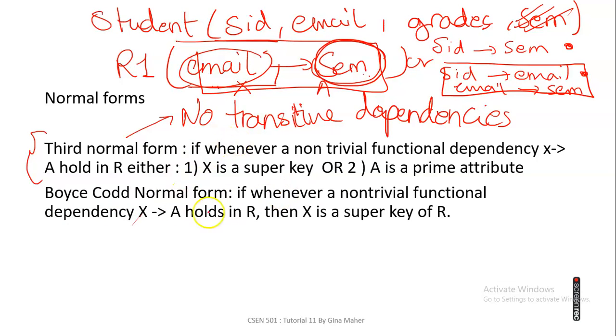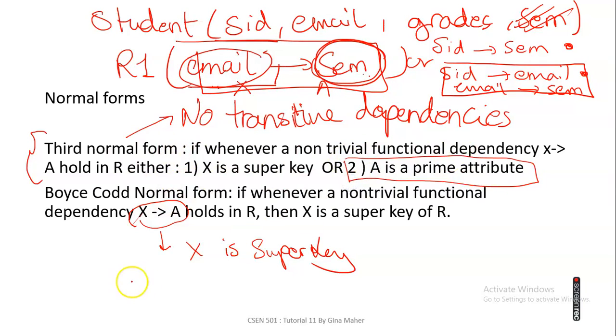However, whenever we find a dependency, it holds only when X is a super key. Okay? So it is the same as the third normal form by removing the second condition. Okay? Let's take an example.